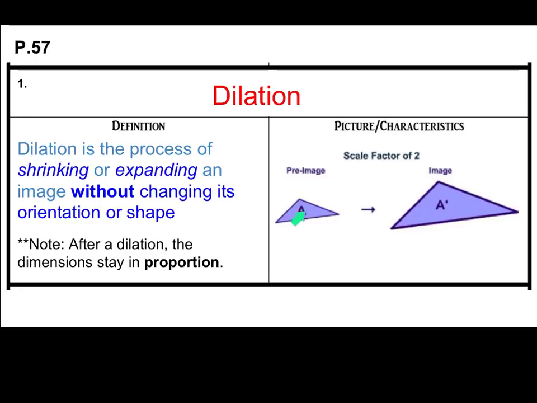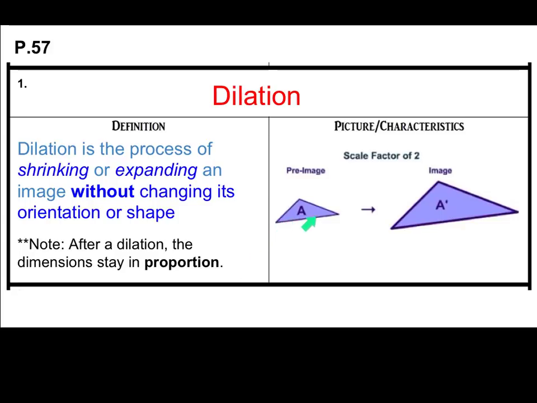So take a look at these two triangles. The only difference between these two triangles would be their size. The orientation's the same, the shape is the same. The only thing that changed was the size, and that's what dilations do. They either shrink or expand a shape.